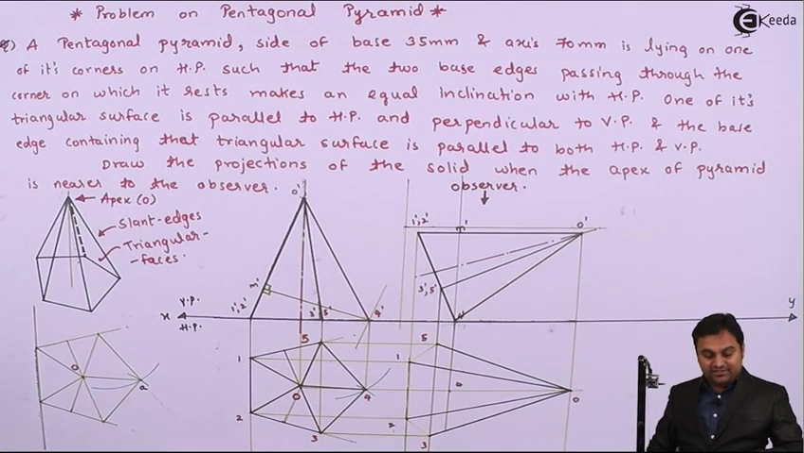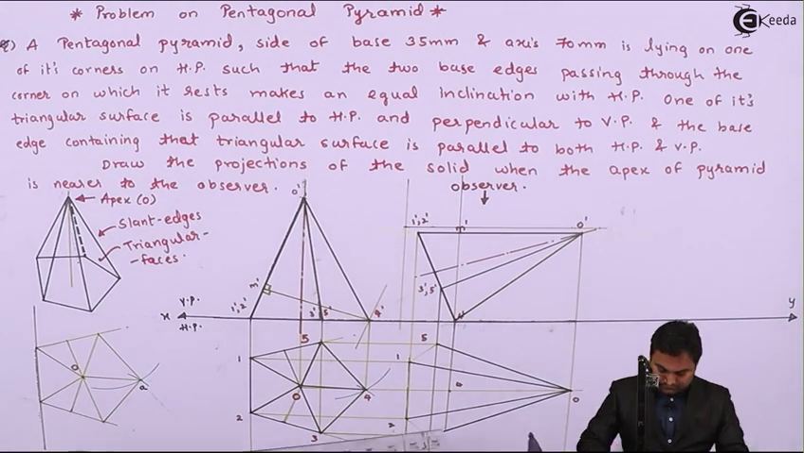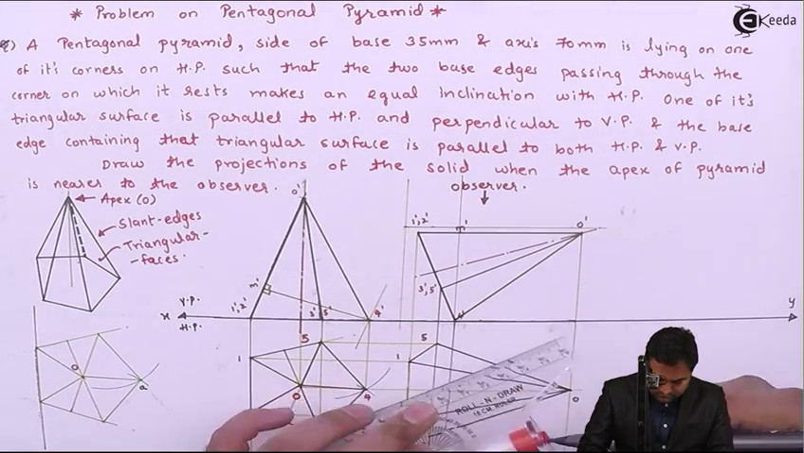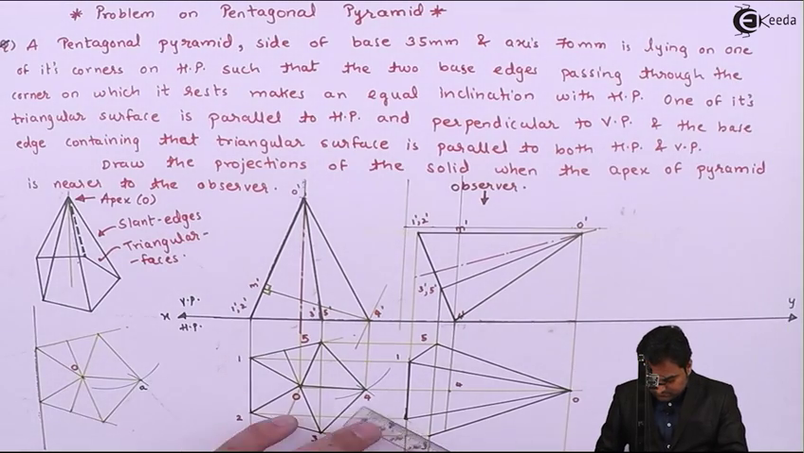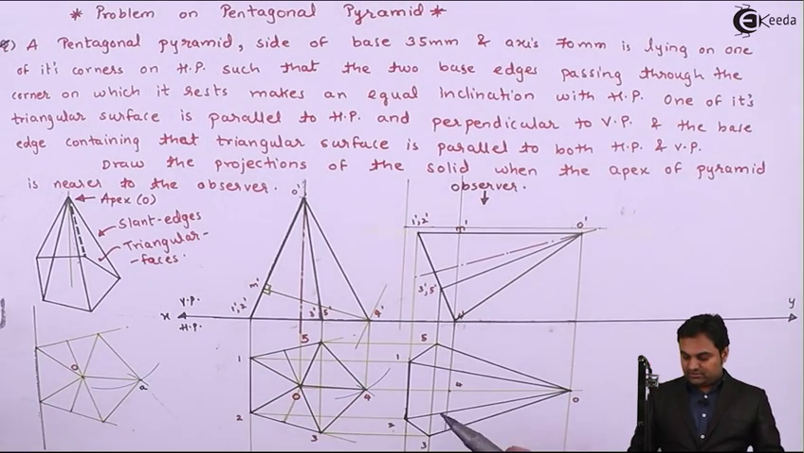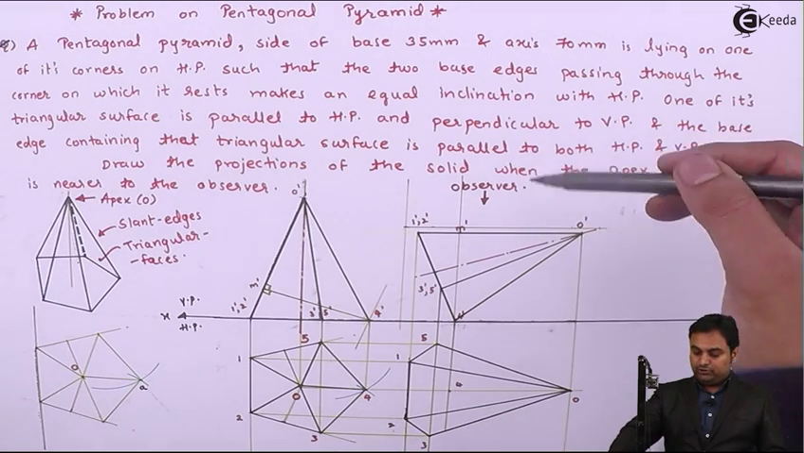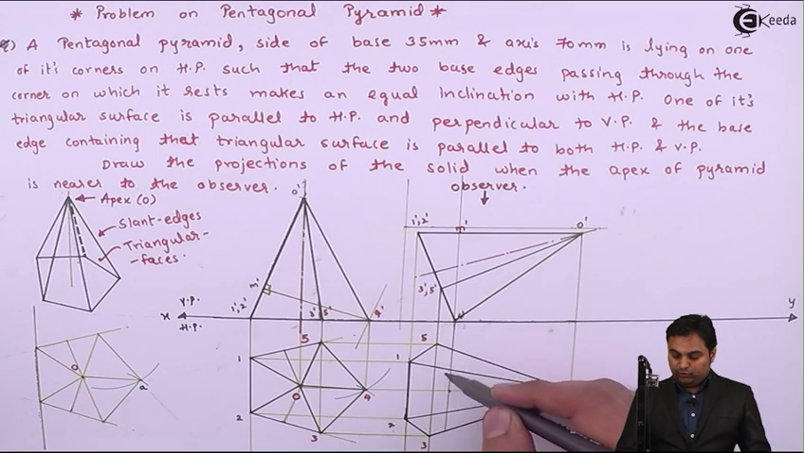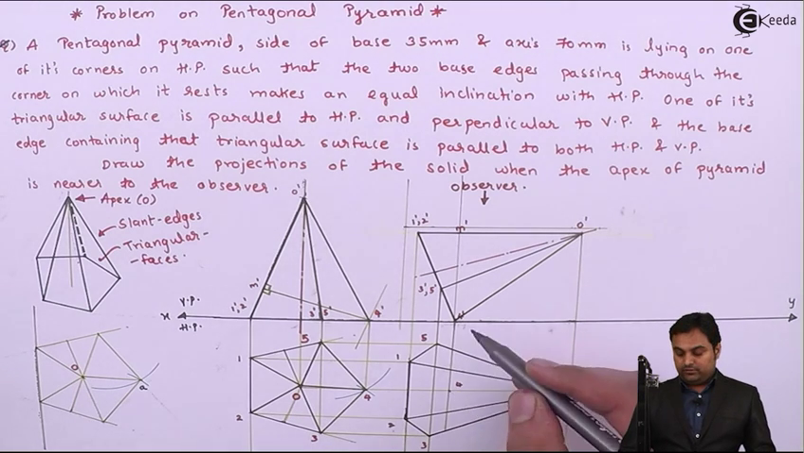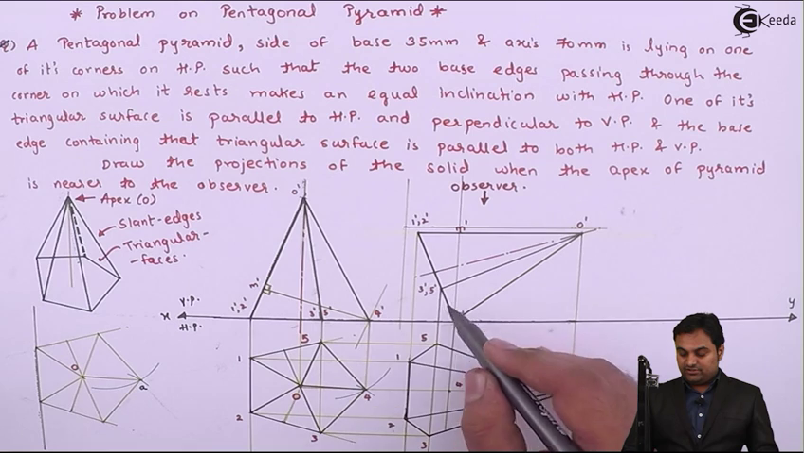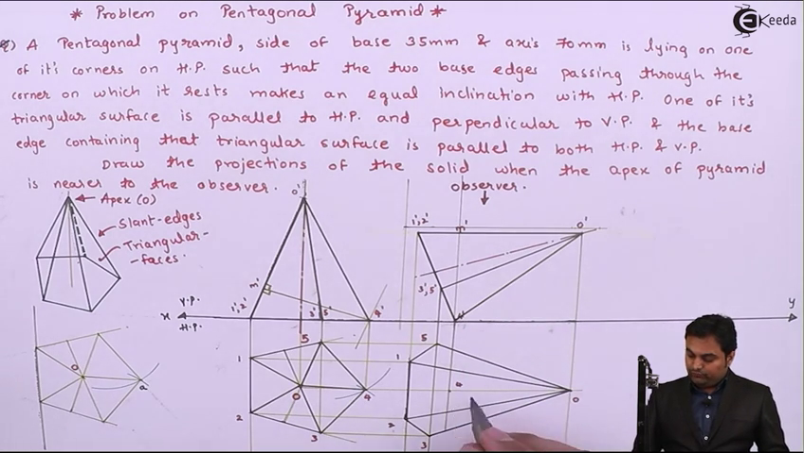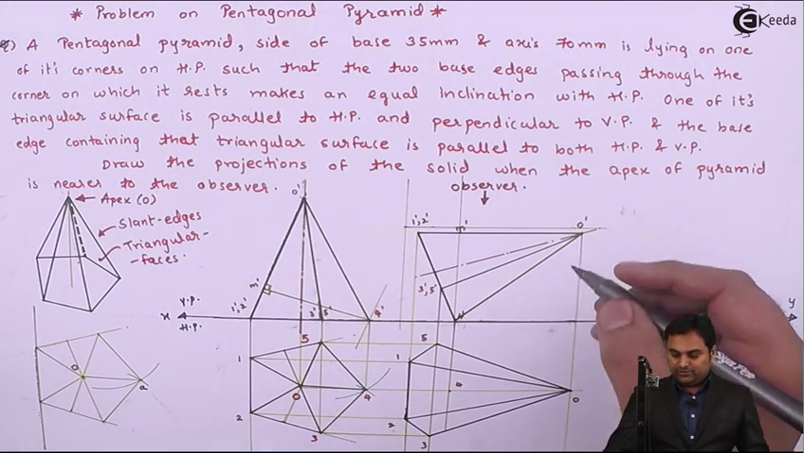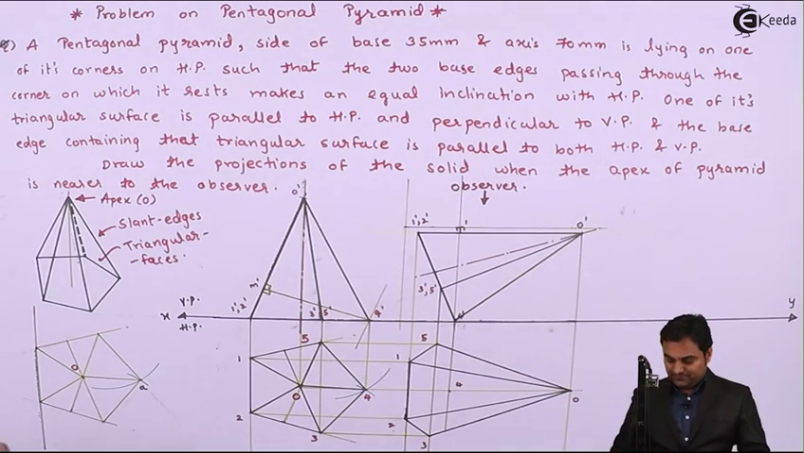Now I'll make the outer edges dark. So these three edges 1 to 2, 2 to 3 and 1 to 5 are visible from the top, but edge 4 to 5 will be hidden going away from the observer, and edge 3 to 5 will also be hidden going away from the observer. At the same time, O to 4, this slant edge will be hidden because it is behind the observer.